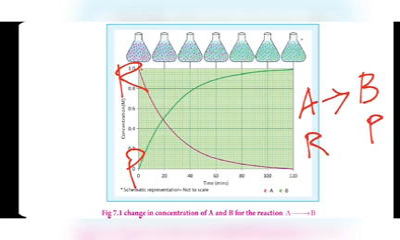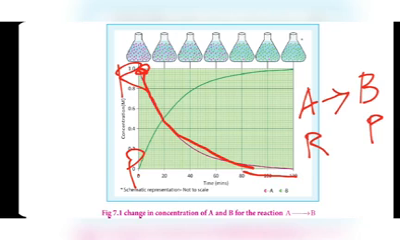Usually in any chemical reaction, the reaction is fastest initially. If time proceeds, that is, if the reaction proceeds, the concentration of reactant decreases. Initially the reactant concentration is maximum. As time goes on, the concentration of reactant decreases, and after some time it will reach 0.